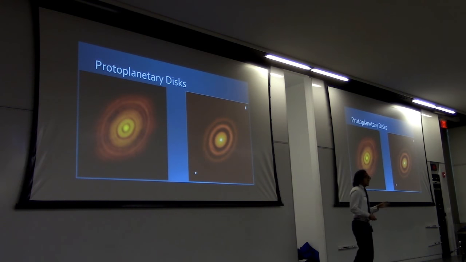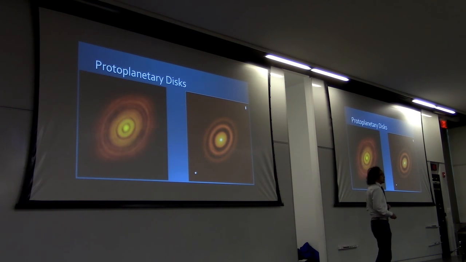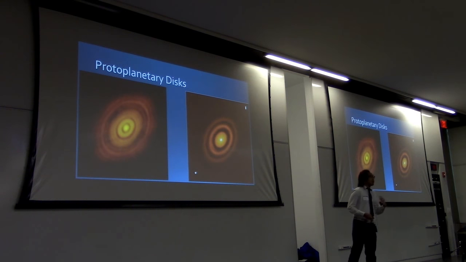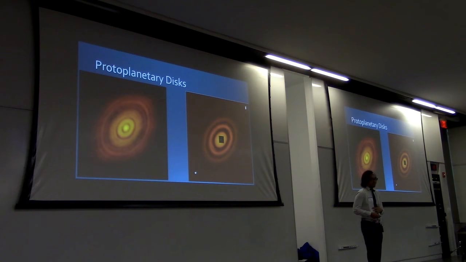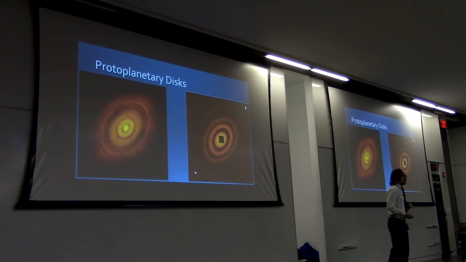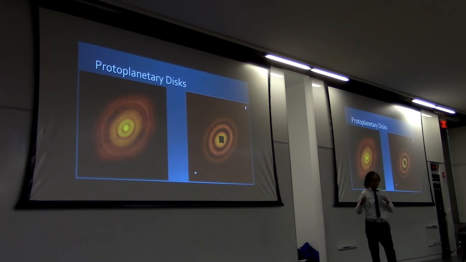One thing to note is that these disks are huge. You could easily fit our solar system inside one of these. And in fact, like this. What you see in the center right there is the orbit of Neptune and Pluto in our own solar system orbiting around the sun to scale according to these protoplanetary disks. You can see that these disks are massive.